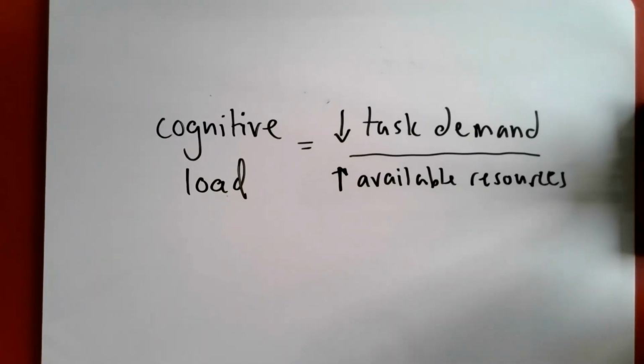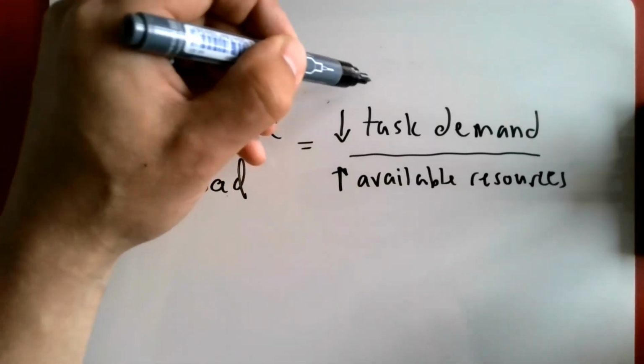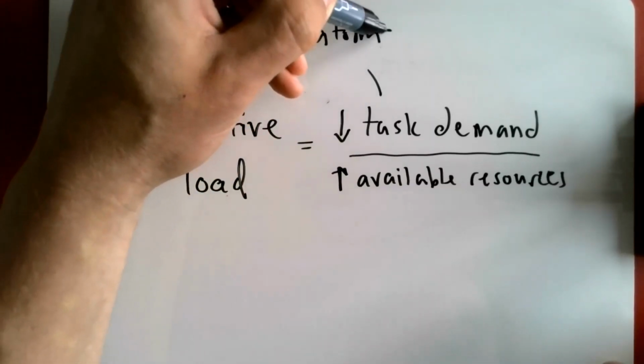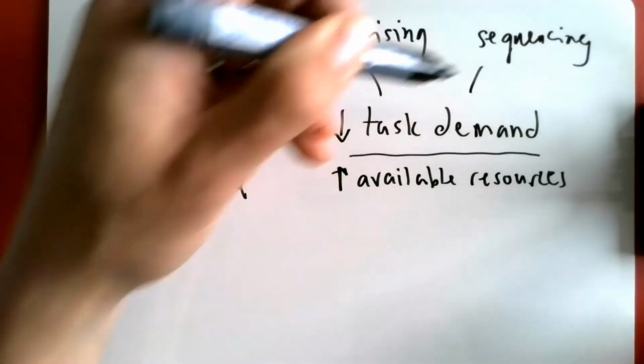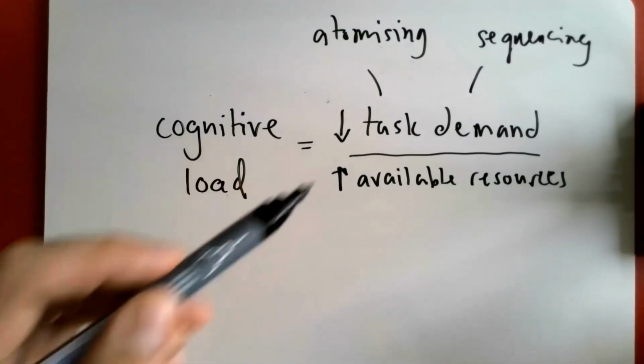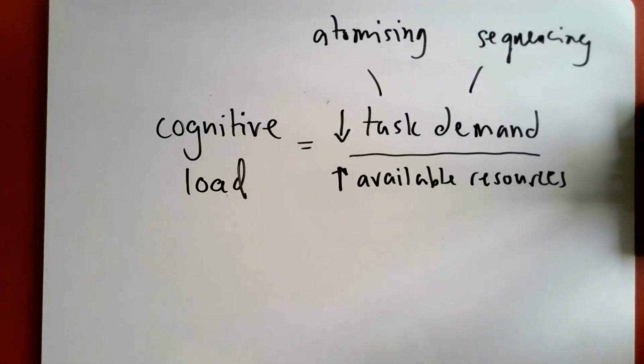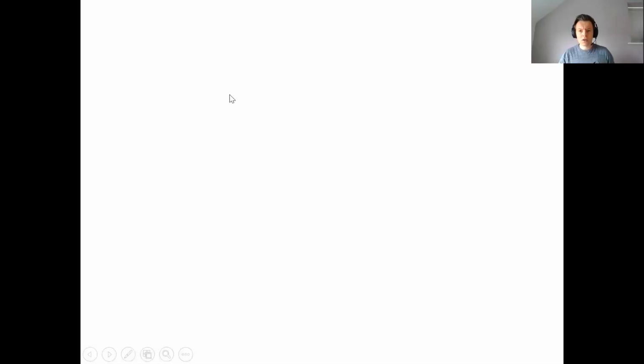And that's really where my talk is going to go from now on. I'm going to talk first of all about how I use atomizing and sequencing, so breaking the content down and making sure I put it together in a clear narrative, as a way of reducing task demand. And then I'm going to talk about the resources I put in place to increase the available resources, to again help to optimize that cognitive load. So I know what the problem is, I know why it's there, and I know what I want to do to try and fix this.